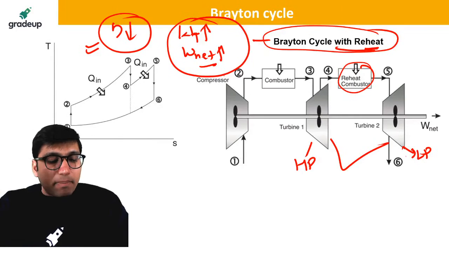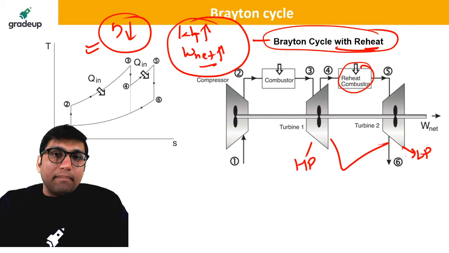Yes, Lalit Raj, the optimum pressure ratio decides the network output. There is a derivation for that. The network output will become maximum when T2 and T4, the temperatures at the exit of compressor and turbine, become the geometric mean of the minimum and maximum temperature. That is the condition, and from that condition we get the maximum work output.